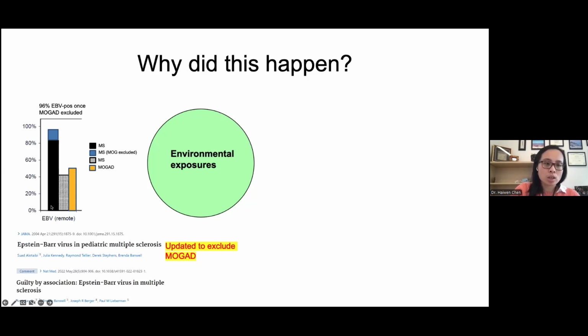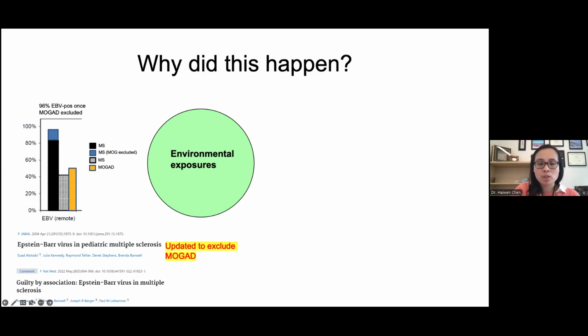And so this is actually just a study where once we exclude the patients who have MOGAD, a diagnosis that was not available until much later since the start of this study, we actually found that 96% of MS patients were EBV positive compared to either controls seen here in gray or MOGAD patients.